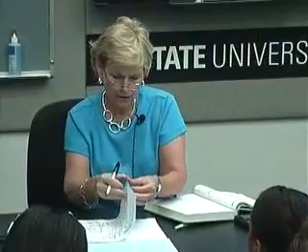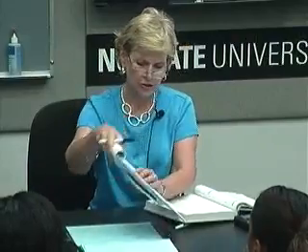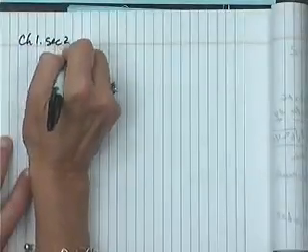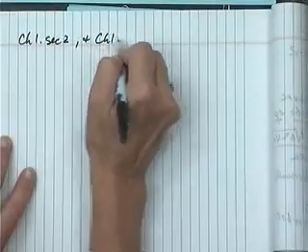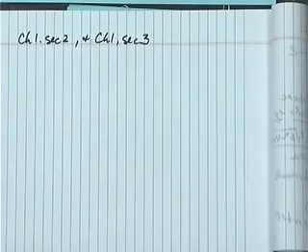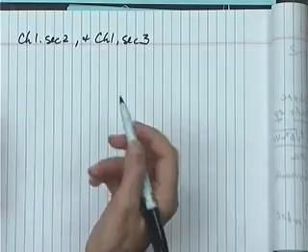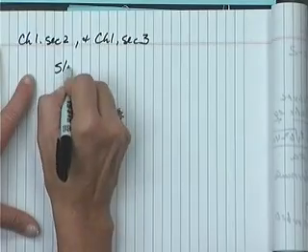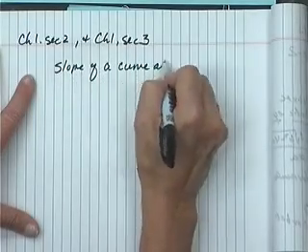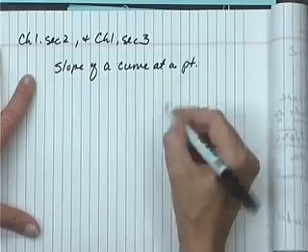All right, we're jumping now into Chapter 1, Section 2, and we're sort of doing Chapter 1, Section 3 at the same time, and then I'll back up and clean it all up. So we're in Chapter 1, Section 2, and Chapter 1, Section 3. At the end of the last lecture, we were introduced to slope of a curve at a point.